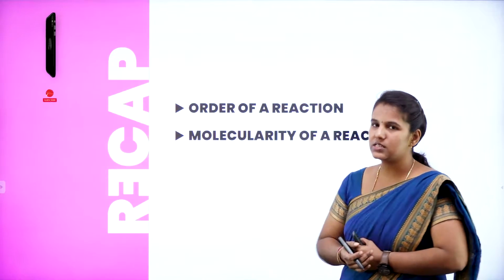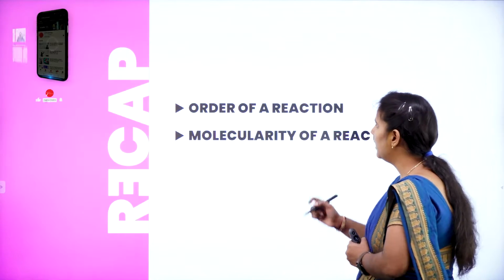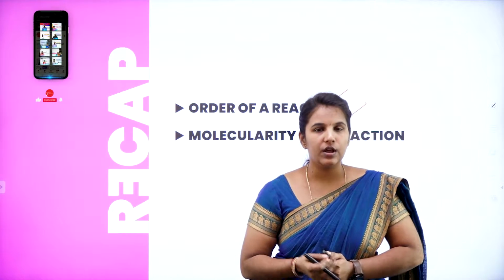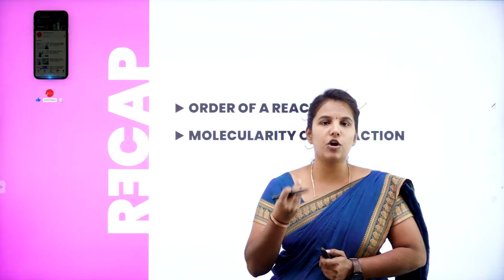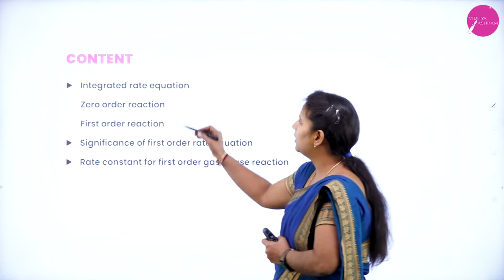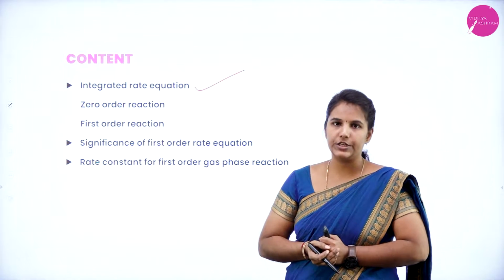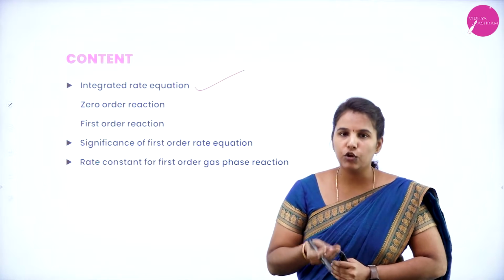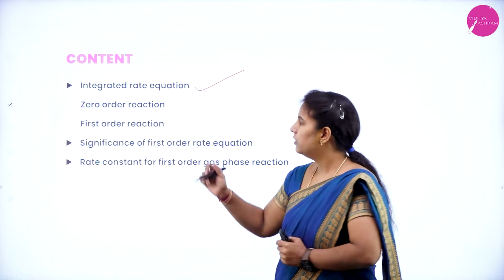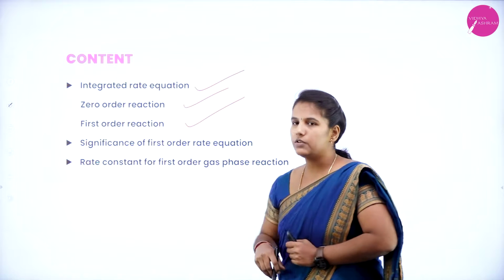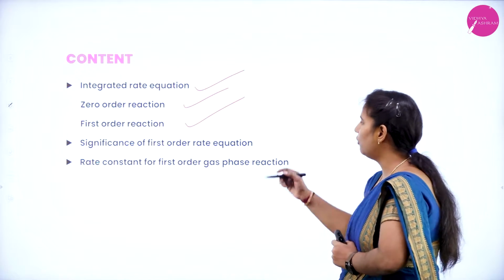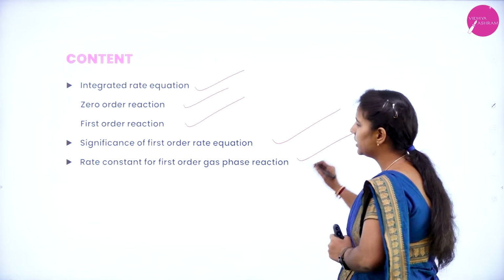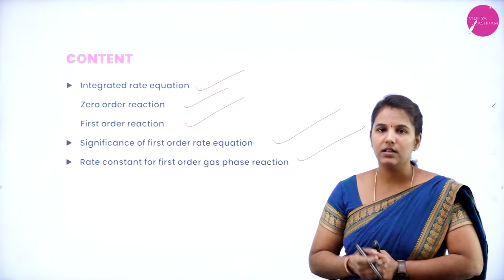My dear students, in our last discussion, we were dealing with the unit called Chemical Kinetics. Under that, we discussed the order of reaction and also the molecularity of a reaction. Today, let us move on to a new topic of this unit, the integrated rate equation. You are going to learn how to derive an integrated rate equation for the zero order reaction and for a first order reaction. And also, we are going to understand the significance of the first order rate equation and the rate constant for the first order gas phase reaction.